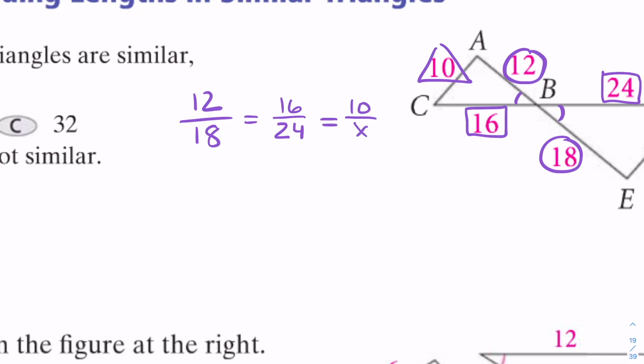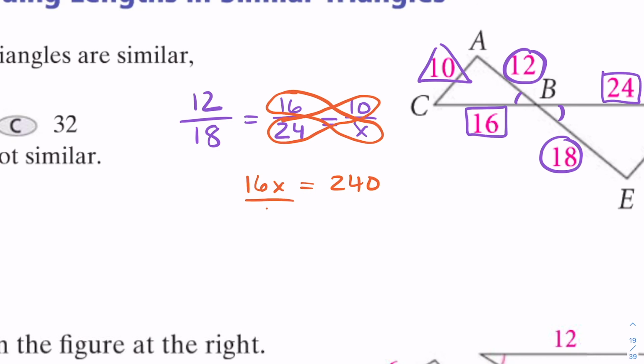Now, I can pick either one of these, but I will solve this probably just by doing the cross products. That would make this easy. 16x equals 240. Oops. So divide both sides by 16. And I'm doing that right now. 240 divided by 16. Yep, is 15. So x would have to be 15.